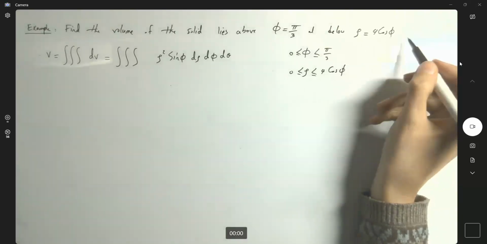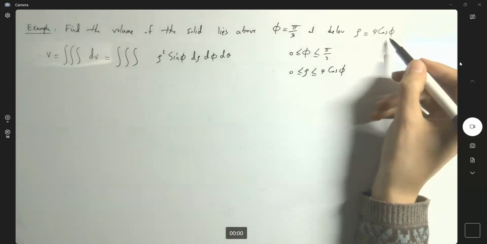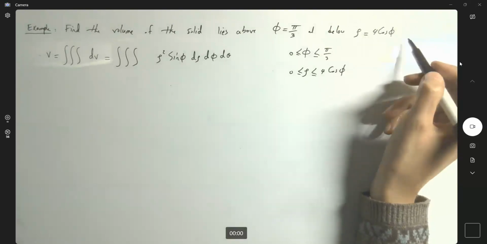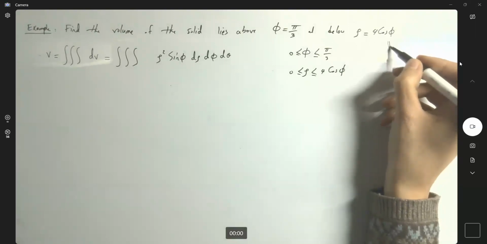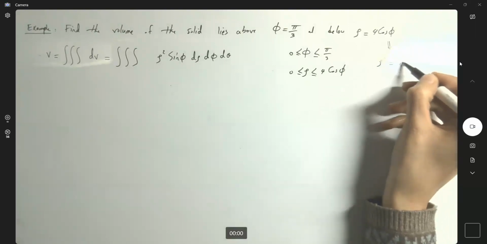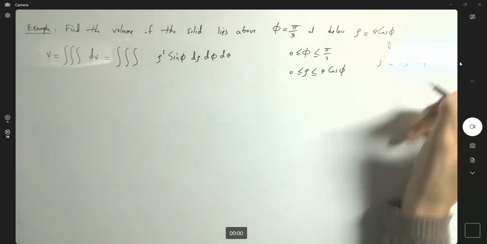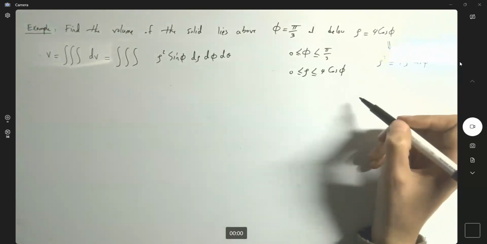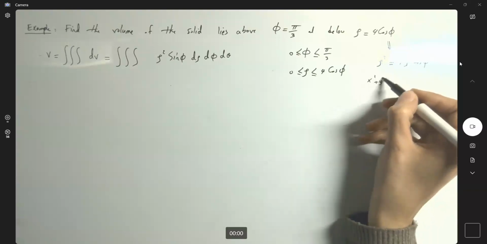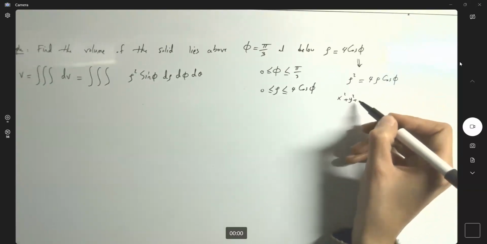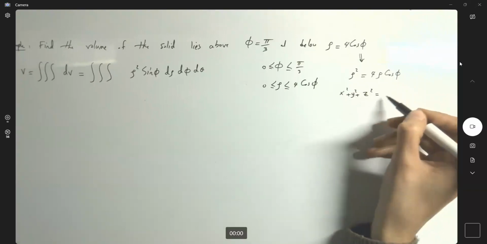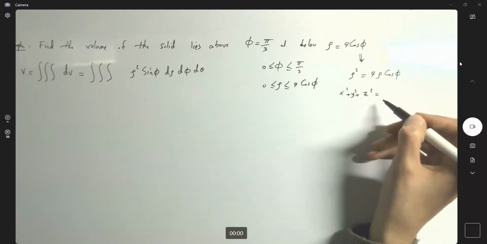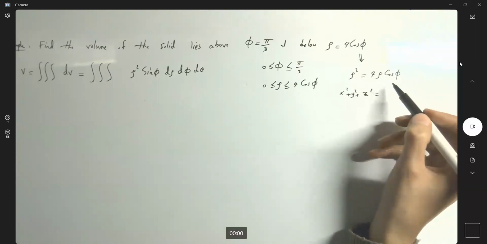Remember that you can convert these all into x, y, and z and visualize them if it's easier. If I multiply both sides by rho, I get rho squared equals 4 rho cosine phi. Perfect. Remember the definition of rho squared: rho squared is defined as x squared plus y squared plus z squared. And on the other side, you have the definition of rho cosine phi. Remember, we define rho cosine phi to be z.